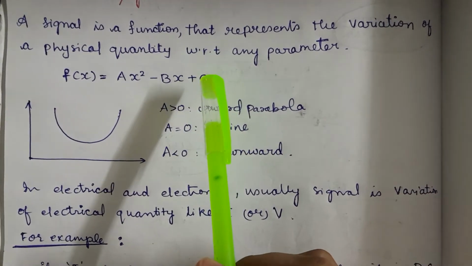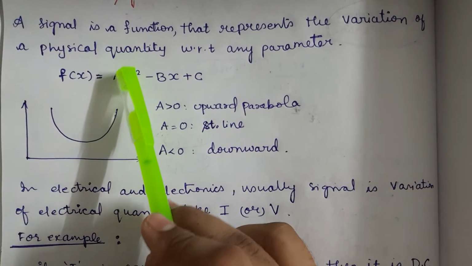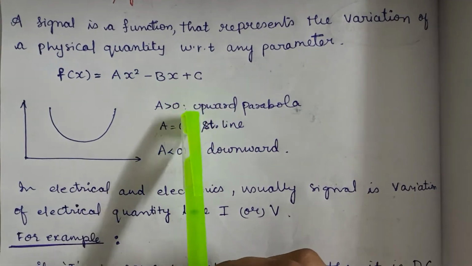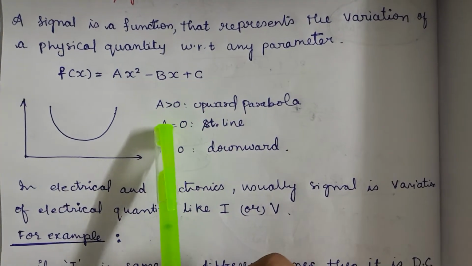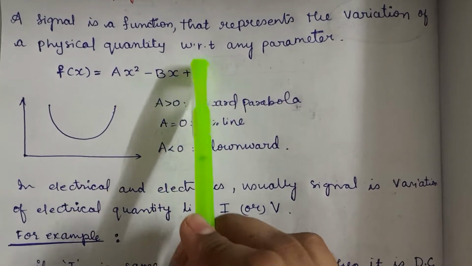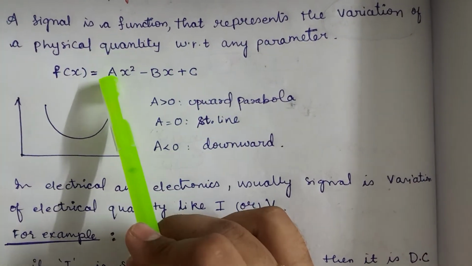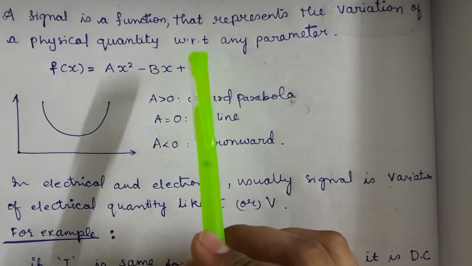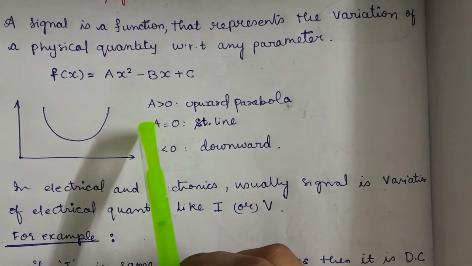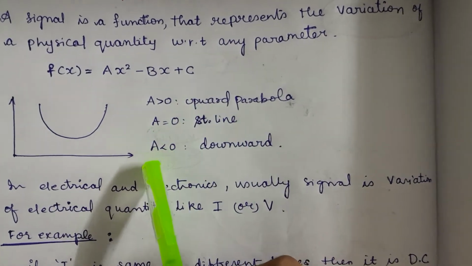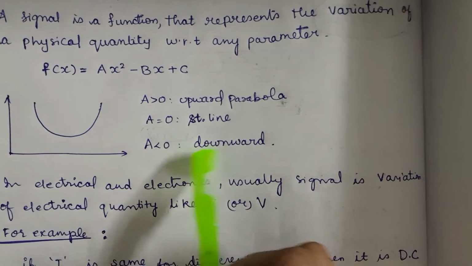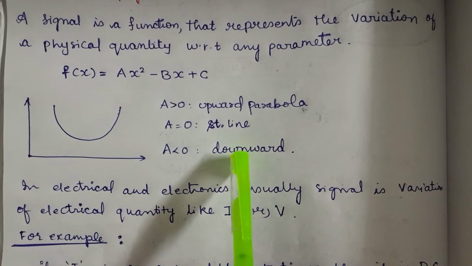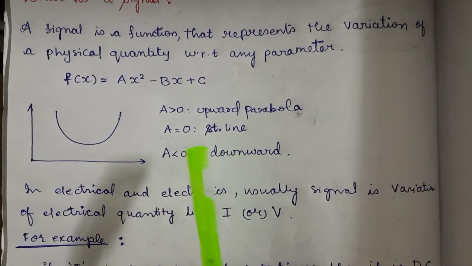we get a parabola. When the value of a is greater than 0, that means when a is positive, we get an upward parabola. If a is equal to 0, then this would be a linear equation. If a is 0, then substituting a as 0, we get minus bx plus c, which is a linear equation, and the graph of that will be a straight line. And if a is less than 0, then it would be a downward parabola. So we are already familiar with this topic, so let us move on to the next.